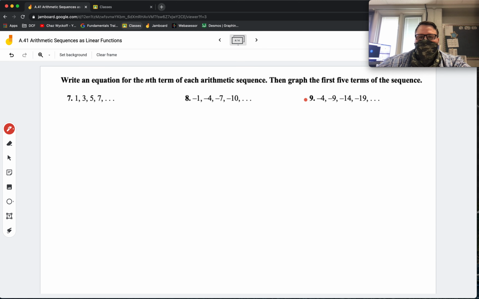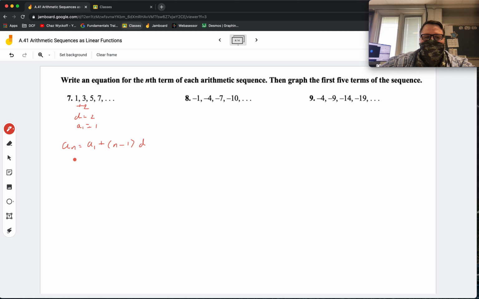For numbers 7 through 9, we're going to find the difference and write our equation. So the difference here is plus 2. 1 plus 2 is 3. 3 plus 2 is 5. So D equals 2. A sub 1 is our first term. A sub 1 equals 1. So we have our equation: A sub n equals A sub 1 plus, parentheses, n minus 1 times D.